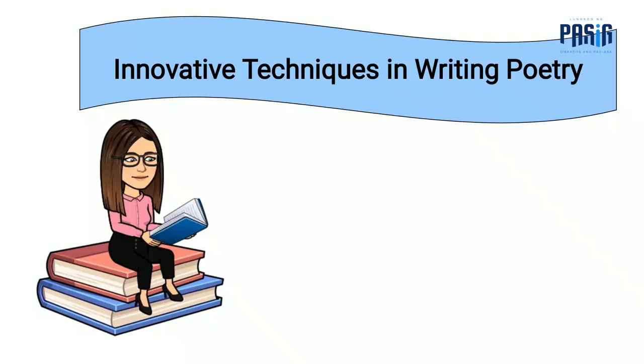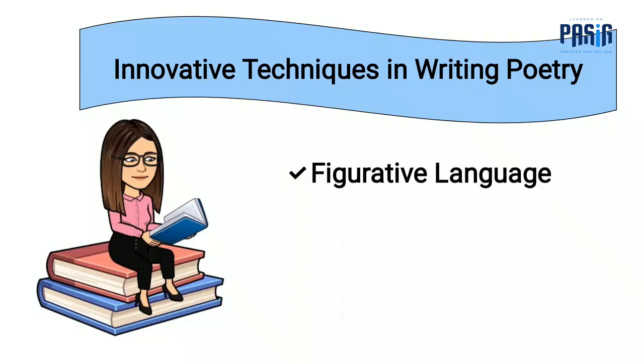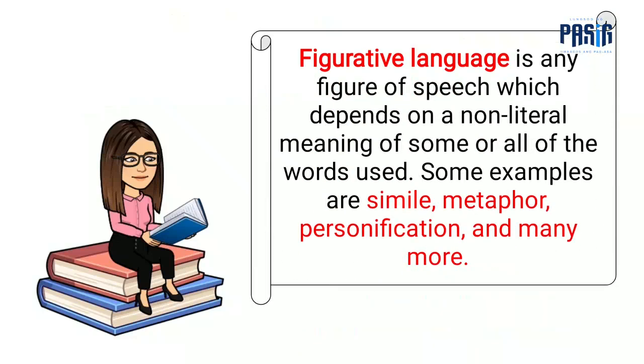These are what poets use to bring their words to life. Some of these are figurative language and rhyme scheme. Figurative language is any figure of speech which depends on a non-literal meaning of some or all of the words used. Some examples are simile, metaphor, personification, and many more.